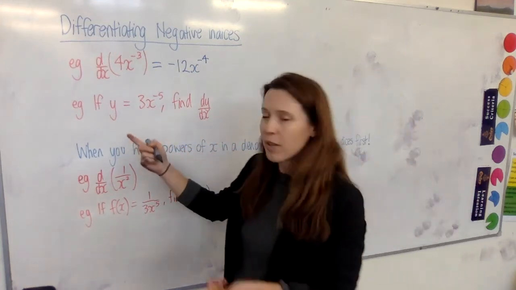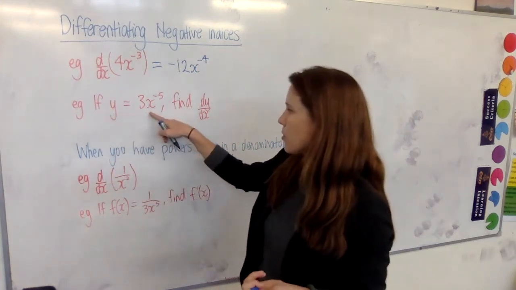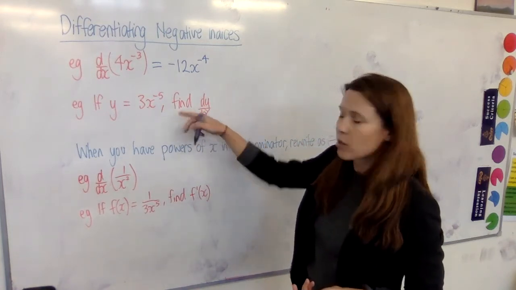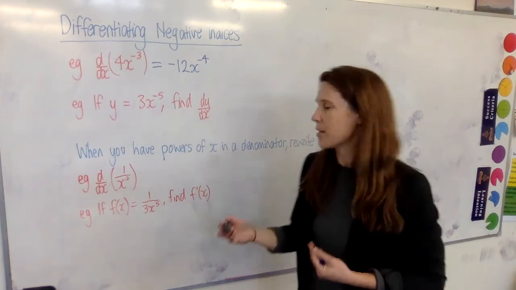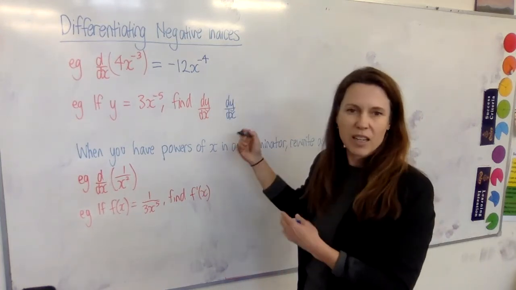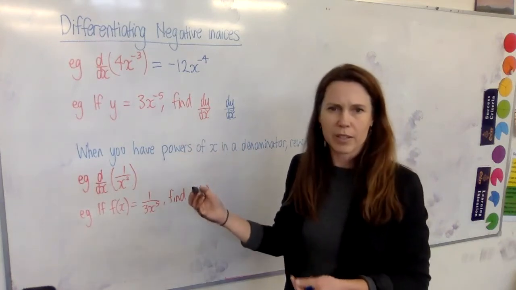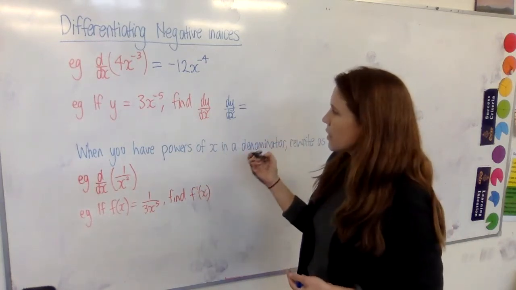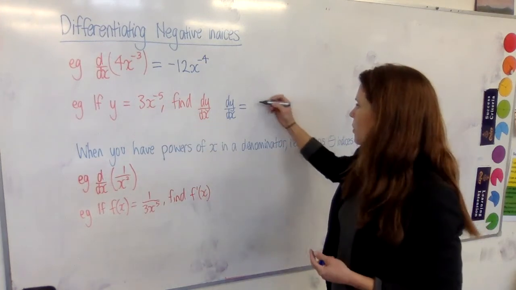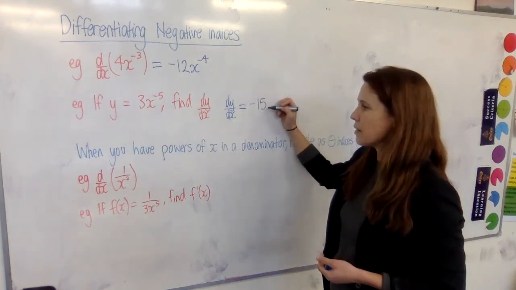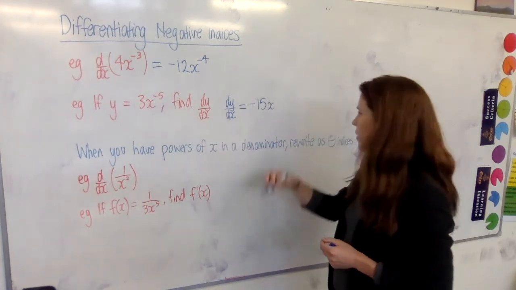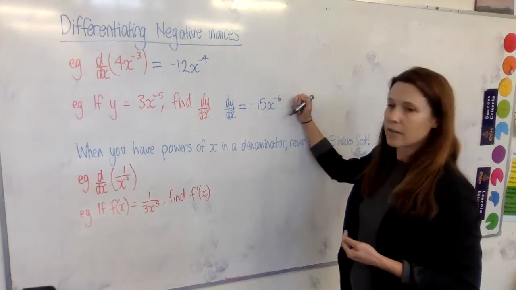In the second example, I've written it another way. If y equals 3x to the power of minus 5, find dy/dx. Now, because it's asked me to find dy/dx, I need to start by writing dy/dx equals. I can't just write equals because then it's very unclear what it's equal to. So dy/dx equals, now I take my minus 5, bring it down the front, multiply it by the 3 to get negative 15. And then instead of writing x to the power of minus 5, I take 1 off the minus 5 and I write minus 6.